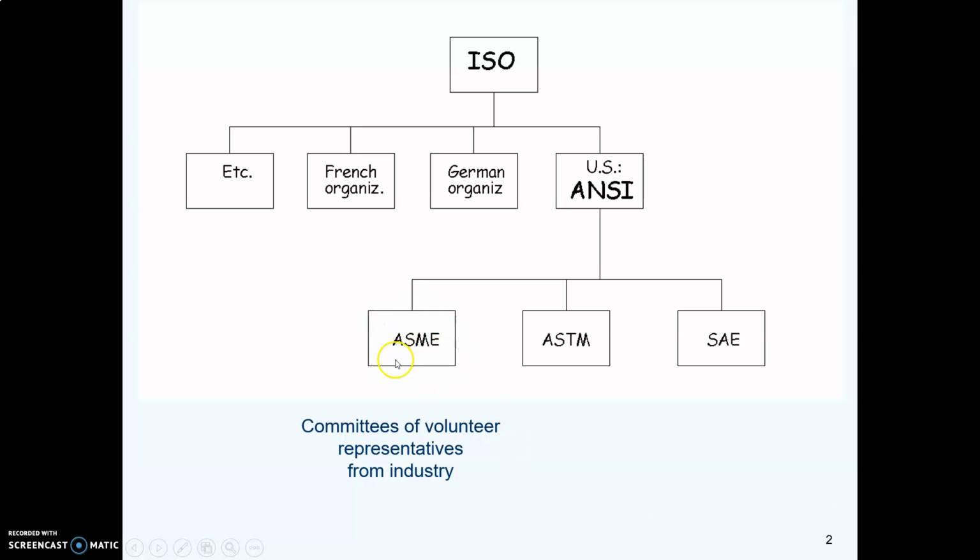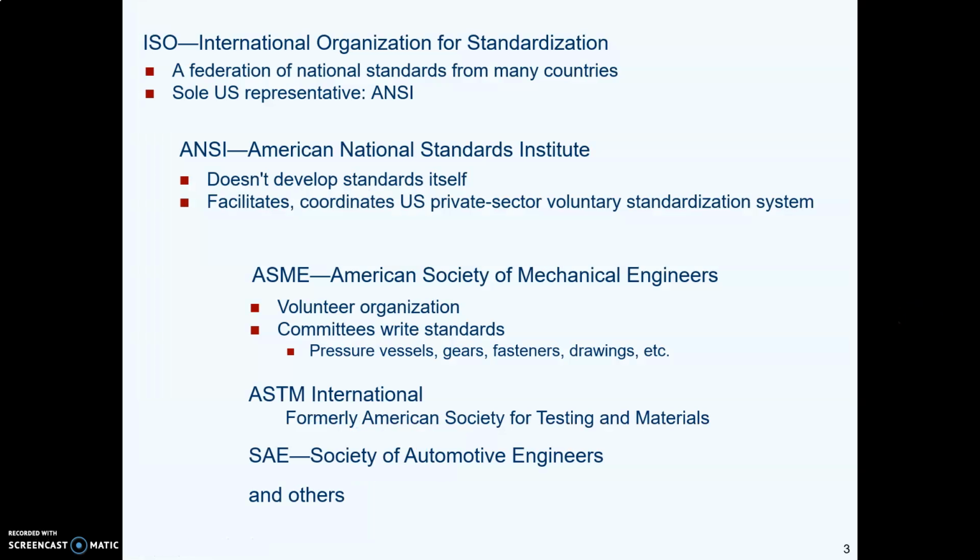One of the groups is ASME. That's the one that writes our mechanical drawing standards. Another group is ASTM. They write standards for testing and materials. Another one is SAE, Society of Automotive Engineers. Here are some words that say what I just said. So here's ISO. Our US member is ANSI. One of the groups under ANSI is ASME, and that's the one we'll be looking at all term. And then here are some others, ASTM and SAE and so forth.